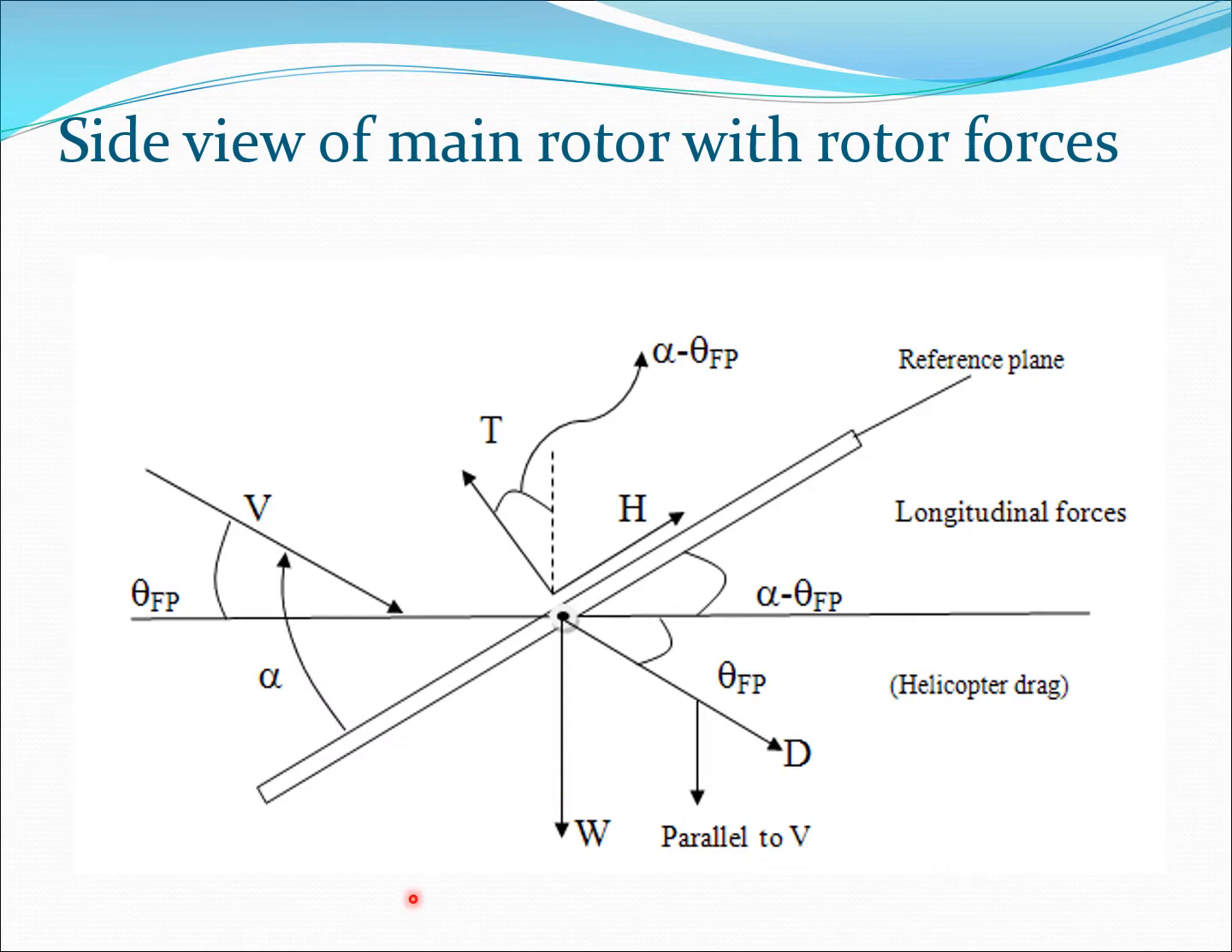So this is a side view of the main rotor with the rotor forces. So as you can imagine, the velocity is coming here. This angle is theta_FP. This is alpha. So there is a thrust vector here. The angle here is alpha minus theta_FP. There is the weight of the helicopter. There is a drag. This drag is parallel to this velocity V. There is the H force. Again, this is at the angle given here. Then these are essentially all the longitudinal forces, and we are going to use this in deriving some of the equations.